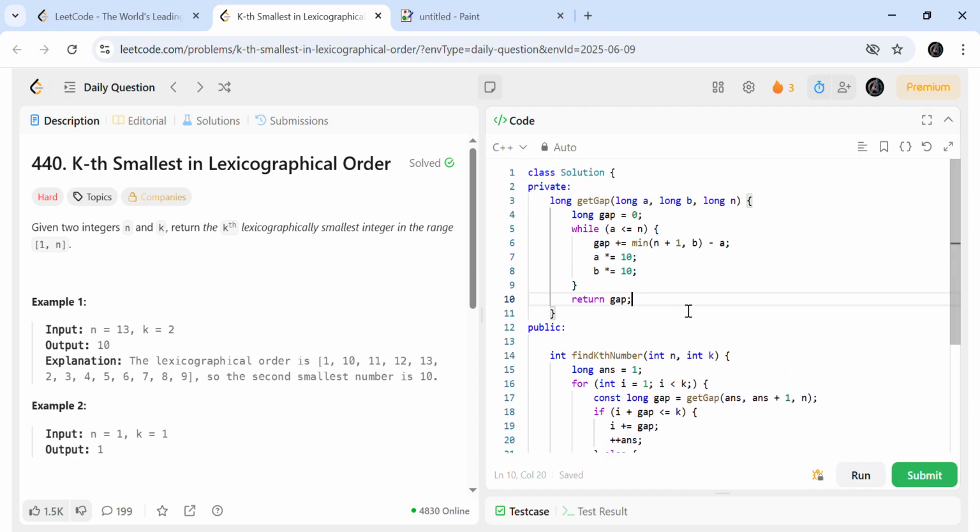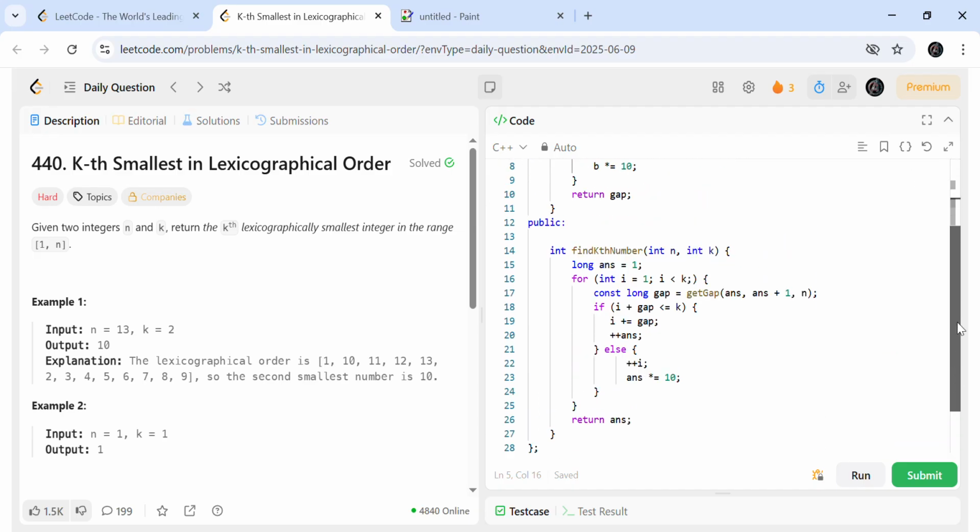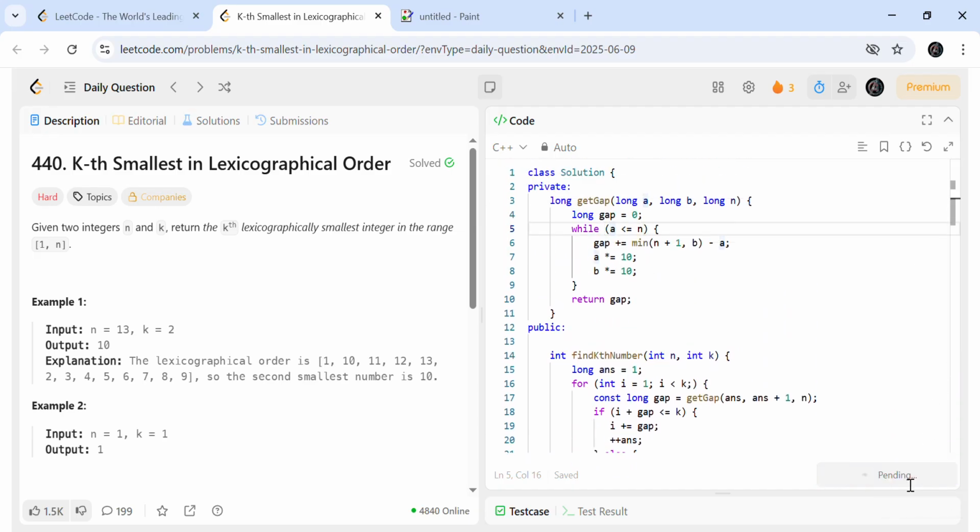For calculating the gap, we took two variables a, b and n. So initially gap is equal to 0, and we iterate while a is at most n, and at every step we add the minimum of n plus 1 comma b to gap minus a, and a is multiplied by 10 and b is multiplied by 10, and at last we return the gap. So this is the solution of today's problem. Let's submit it.